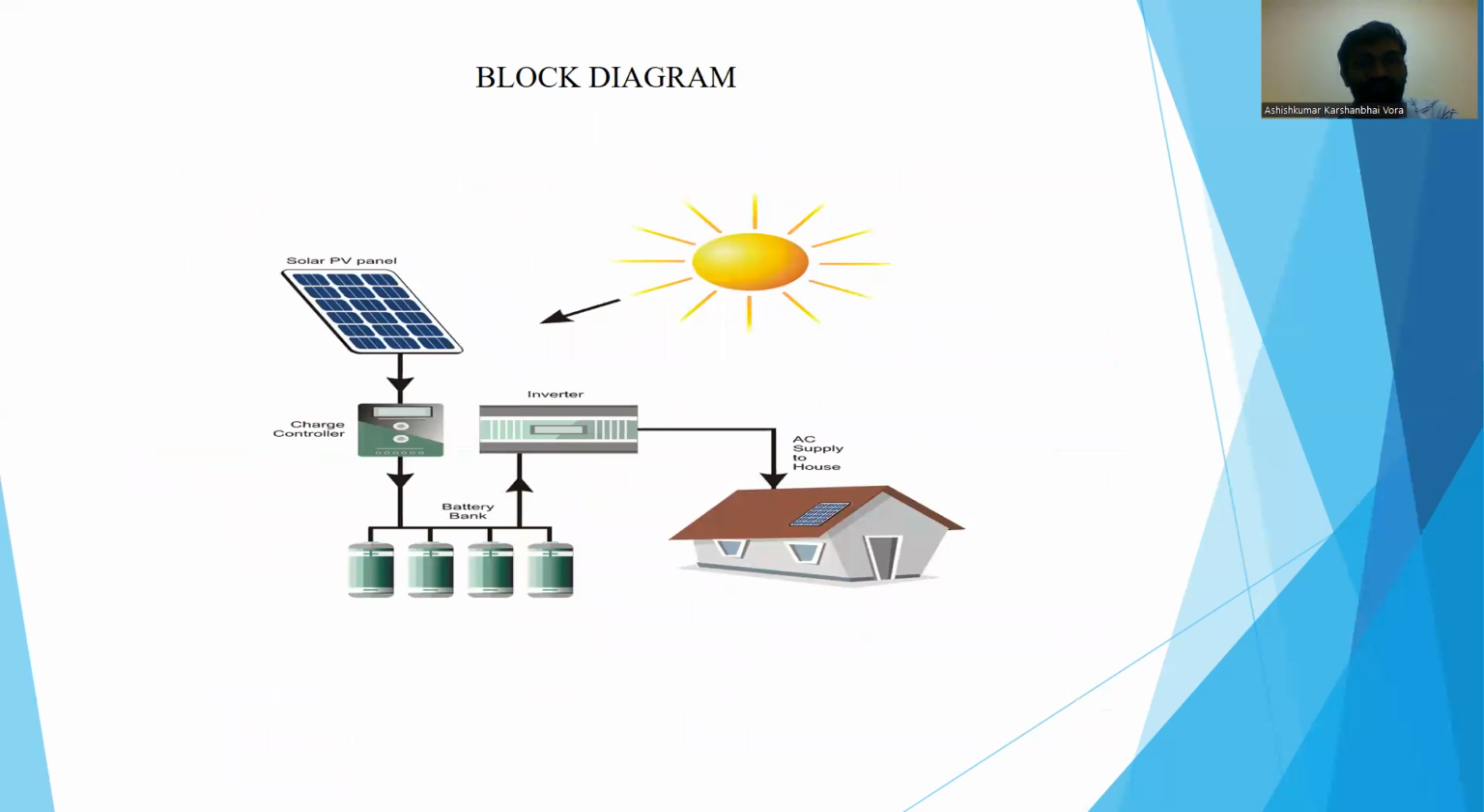So this is the block diagram. In this block diagram, you can see the rays of the sun falling on the solar PV panel, which then generates some energy that is used by the charge controller, and it's controlled by the controller. The remaining energy will be stored in the battery bank, and whenever it's required, we can reuse it for that purpose. It is sent to the inverter, and the inverter works for DC to AC, and after that the AC supply will be sent to the house for residential purposes.